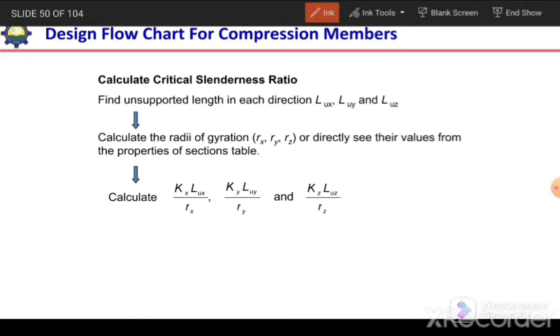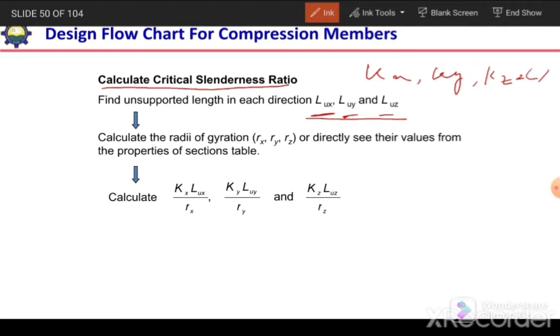So once we have the section, then we need to determine the slenderness ratio of the section to apply the global instability check. So we need to calculate the critical slenderness ratio for that case. We have already decided the K values, Kx, Ky, and Kz based on the end conditions, and we also have Lx, Ly, and Lz values. If there is no bracing, then it will be equal to the total length of the member. But if there is bracing in any direction, we need to consider the corresponding values of Lx, Ly, and Lz.